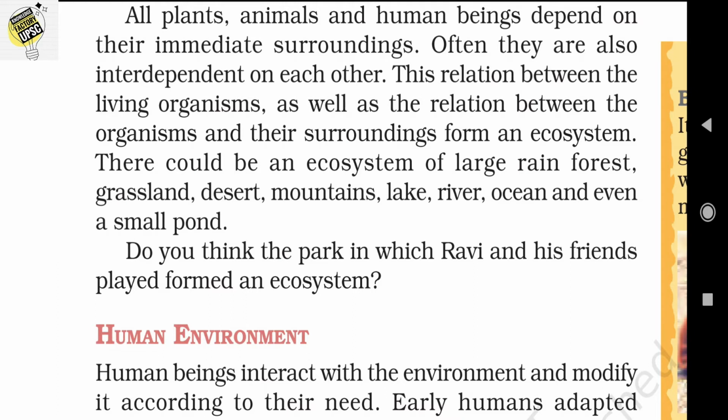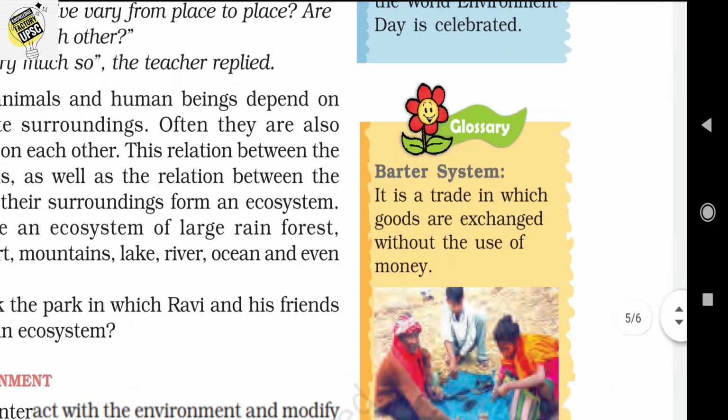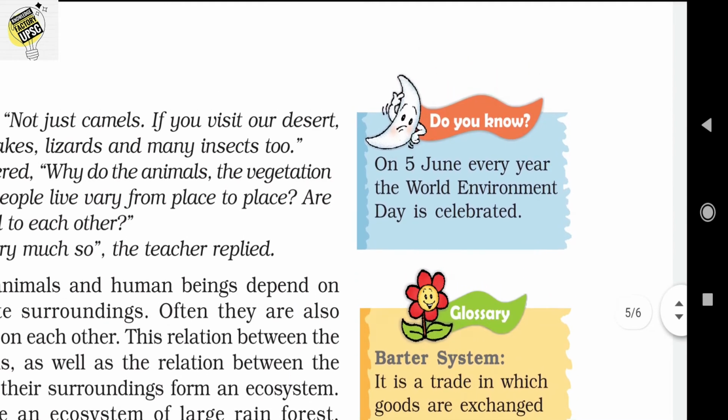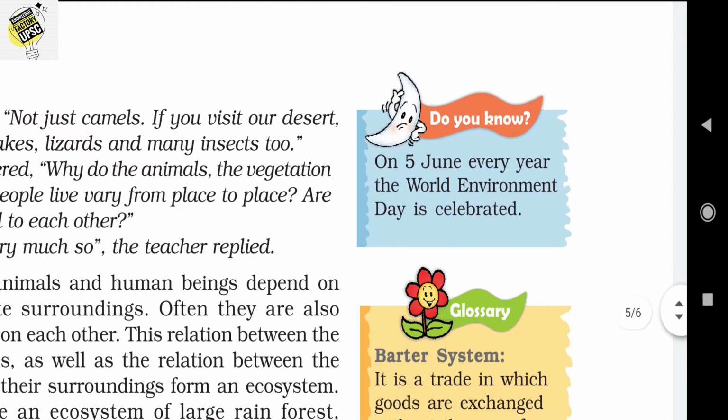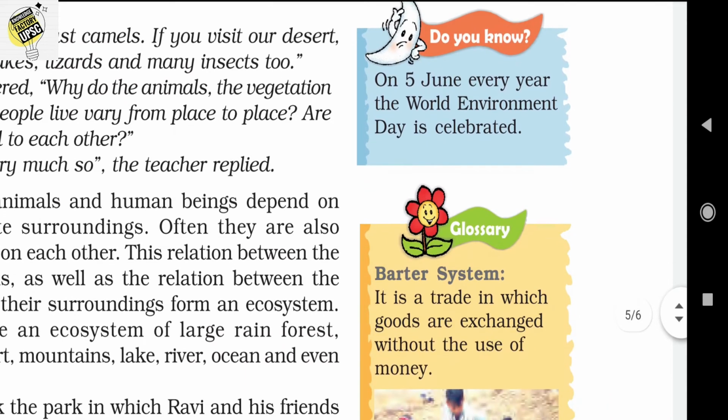When we consider a small pond, even there are frogs, small fishes, algae, okay, all these water striders, all these together form another ecosystem. So every landform comprises an ecosystem. Okay, there is a small piece of information. The 5th of June of every year is celebrated as World Environment Day. Okay, so the 5th of June is celebrated as World Environment Day.